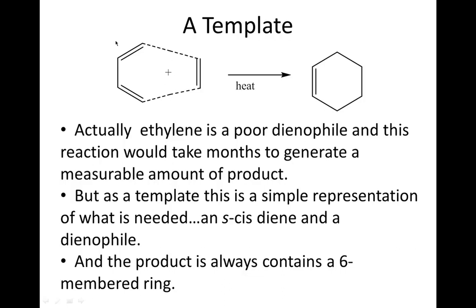And this template is really just a template because this molecule right here is just ethylene, and it's not a good dienophile. Why not? Remember I said you needed an electronegative element nearby to help make it more electron poor and make it attractive to this diene, and ethylene doesn't have another electronegative element to help make it be a good dienophile. So if you put these two guys together, it would take months to get any amount of product at all.